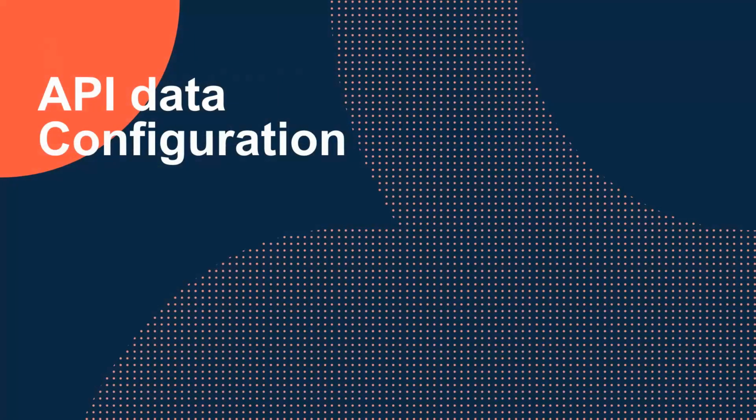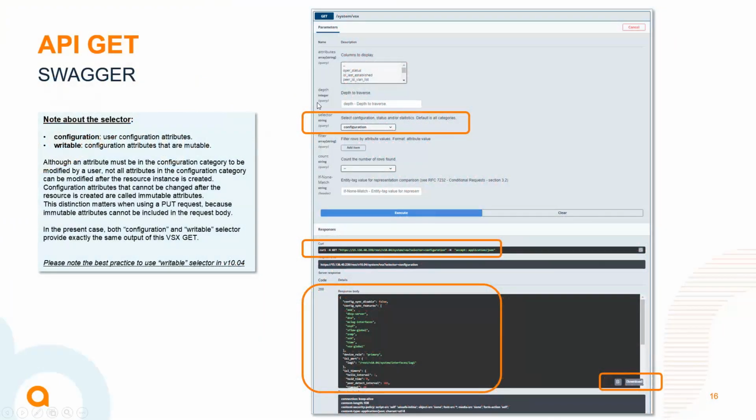Let's go to the configuration of the API. This is from Swagger. On Swagger on the VS6 API, you will have the ability to perform that get that I was talking about before. That get is mandatory. For that, you can minimize the information you want to extract by using the selector. On the selector, there are two choices that you can make. The configuration, that's user configuration attributes. This is the one that would be the more intuitive.